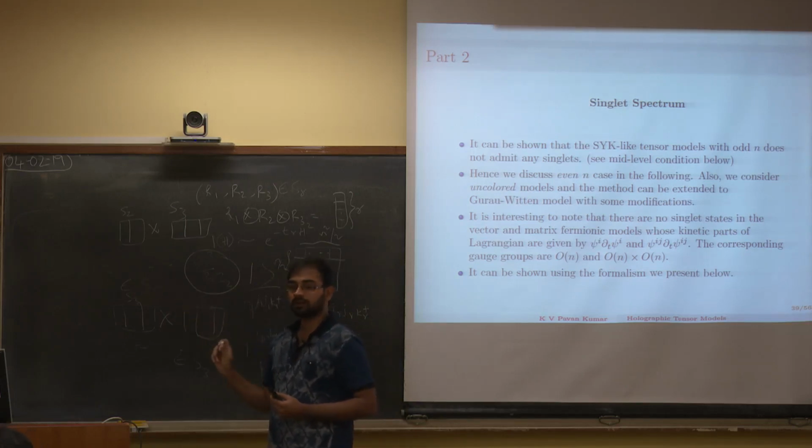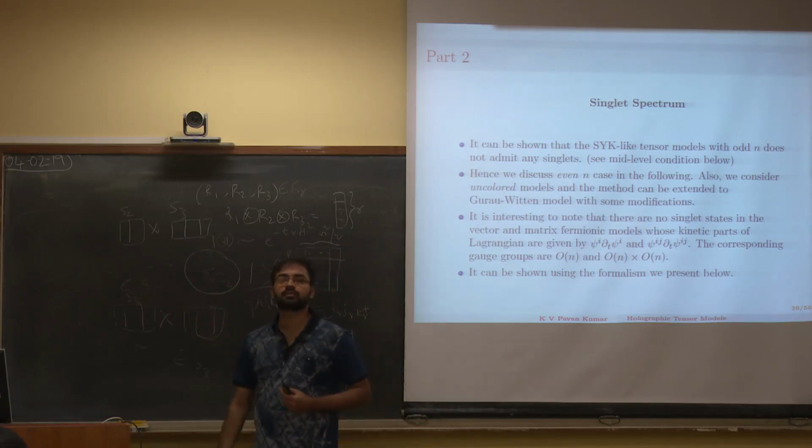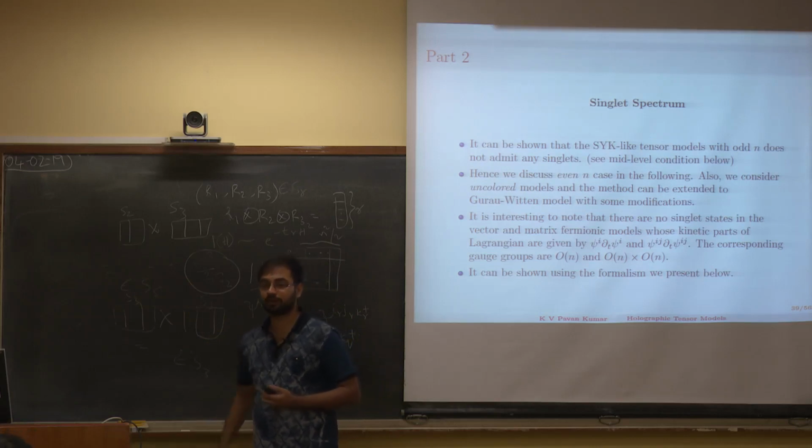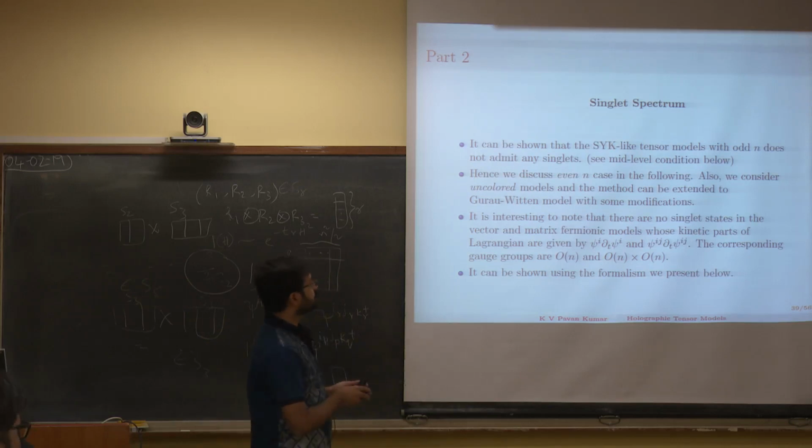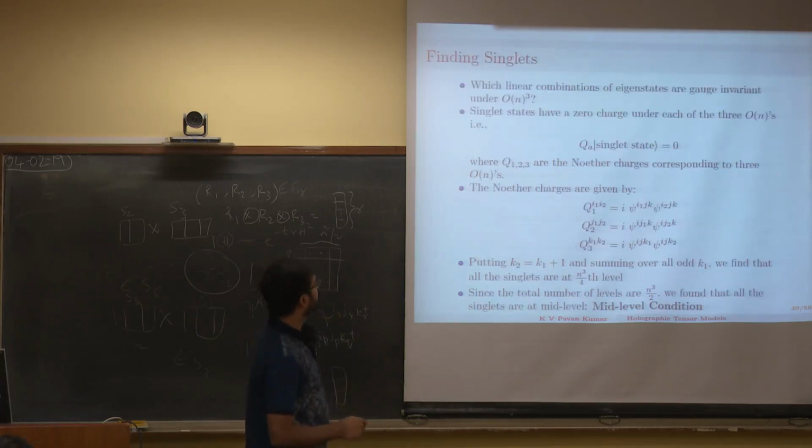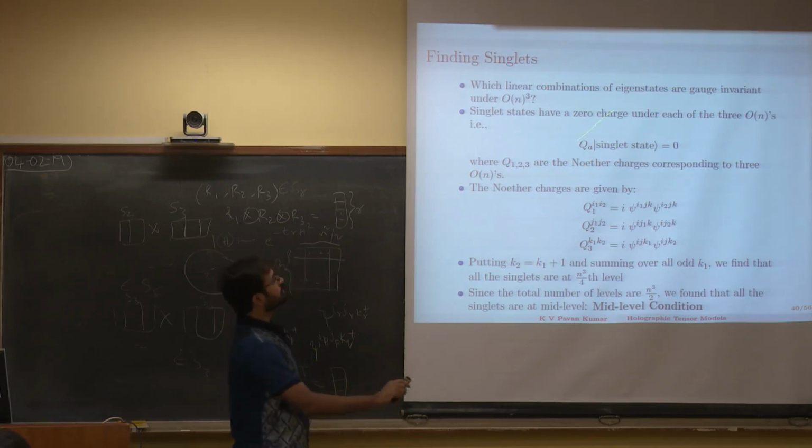What is the charge of that with respect to baryon? So to find the singlet, we impose this condition: Q_A acting on any singlet state equals 0, where the Q_As are the Noether charges. So these are the constraints we solve to find the singlet states. For example, for the uncolored model, these are the Noether charges.